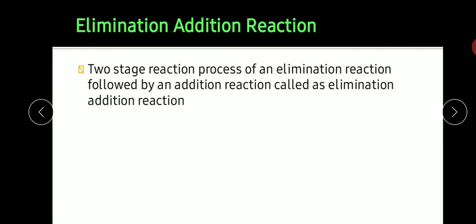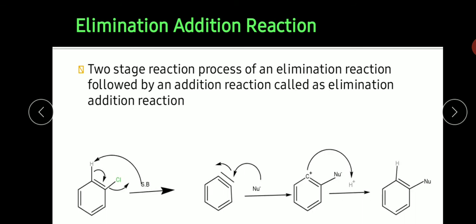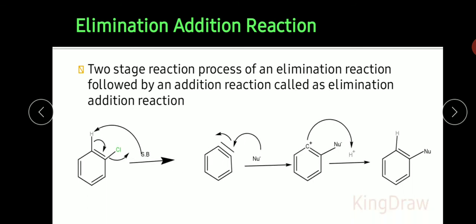Then the fourth type of polar reaction is the elimination-addition reaction. A two-stage reaction process of an elimination reaction followed by an addition reaction is called an elimination-addition reaction. See the example of the elimination-addition reaction.